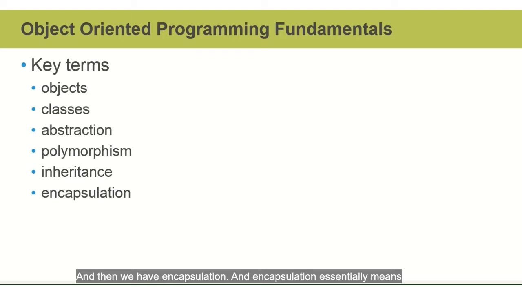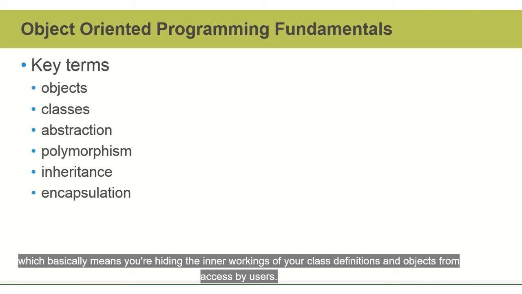And then we have encapsulation. And encapsulation essentially means that you're only letting people interact with what they need to when it comes to your objects. So you're encapsulating some information, or much of the information, which basically means you're hiding the inner workings of your class definitions and objects from access by users.